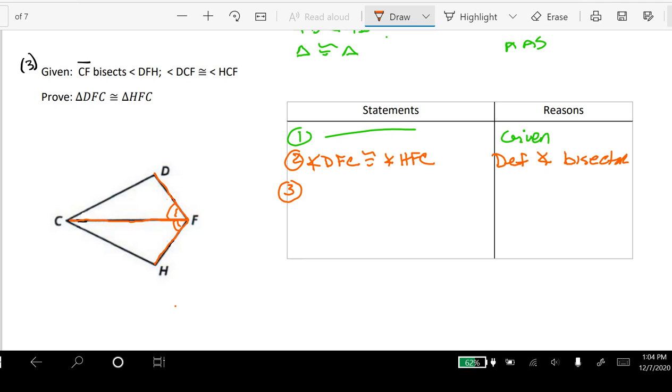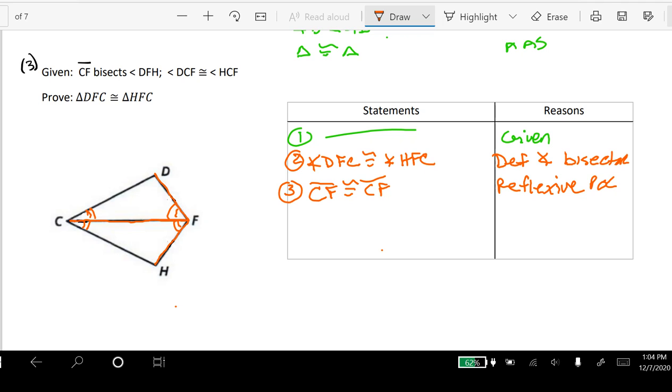Number 3, I'm sorry, I didn't mark the other given. The other given were these angles over here. And then for number 3, I'm going to say that CF is congruent to CF, reflexive property of congruence. Sorry, I just realized it's time for me to go to my live extra help, so I'm trying to rush through this. DFC is congruent to HFC. And that's going to be because of angle, side, angle, ASA.